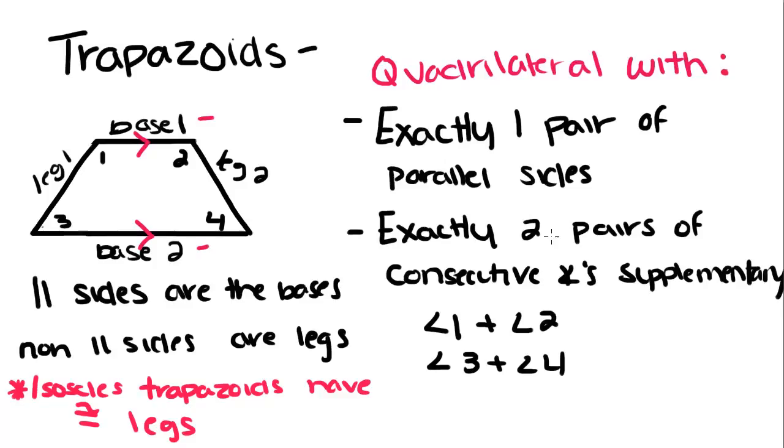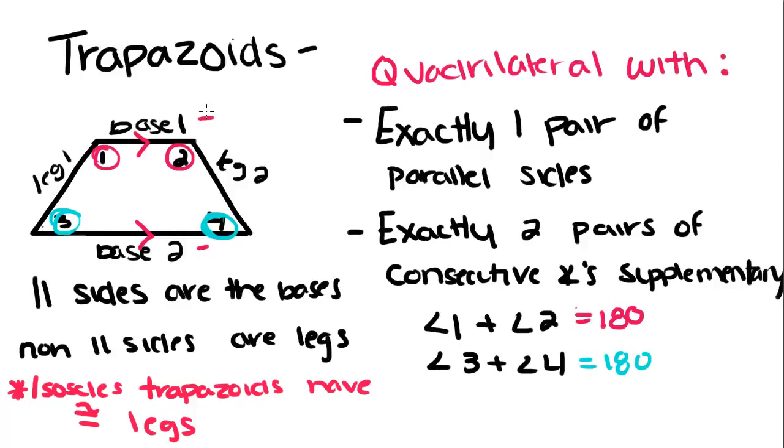And exactly two pairs of consecutive angles that are supplementary. So 1 and 2 are supplementary, and 3 and 4 are supplementary, but 1 and 3 and 2 and 4 are not supplementary.